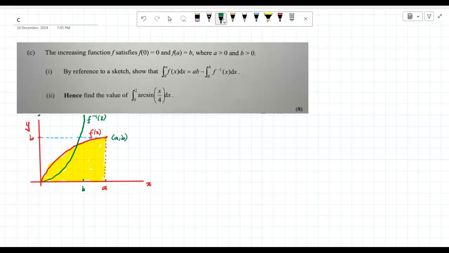Correct? Now what's going to happen is, if I look at this, it will be this area. The integral here will give you the other area. Which area?